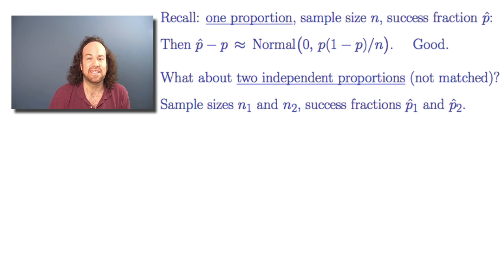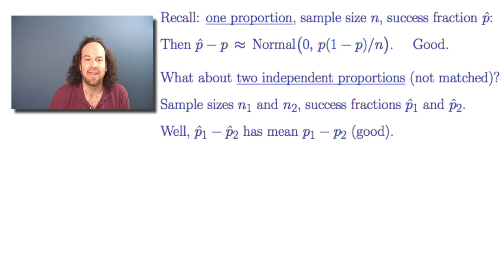Well, we can just look at the difference between the two samples. That's p1 hat minus p2 hat. And of course, the mean of that will still be p1 minus p2 because the mean of p1 hat is p1 and the mean of p2 hat is p2. So that's good. We already have a statistic which has the right mean. But in order to make progress with things like confidence intervals and hypothesis tests, we need to also know things like the variance. Well, we can work that out too.